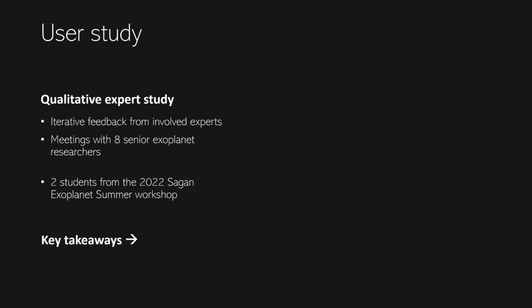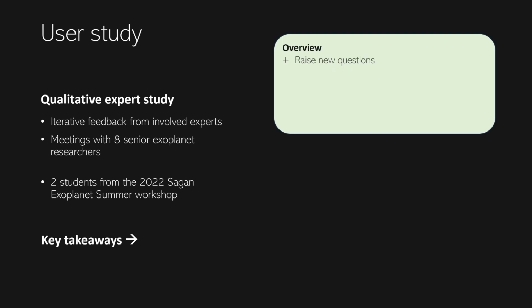Some key takeaways from these meetings were that the overview mode allowed them to raise new questions related to their data when viewed in a spatial context. It was also considered useful for quick exploration of certain planets, and studying spatial distributions and finding outliers.